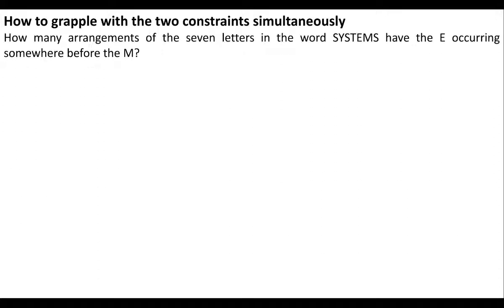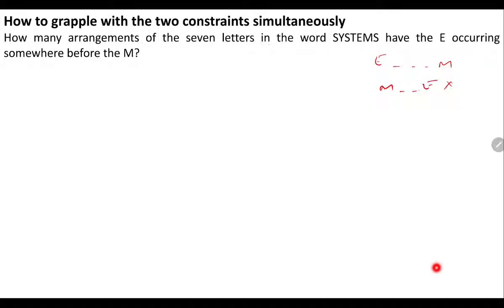Okay, few more interesting questions. It says that how many arrangements of the 7 letters are there? Similar question we have done, but with the condition that E occurring somewhere before M. Think over it, spend some time. So E occurring somewhere before M. So for example, E and M, this is allowed, but M and E, this is not allowed.